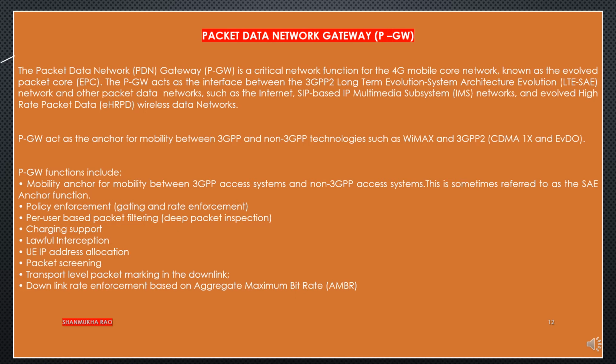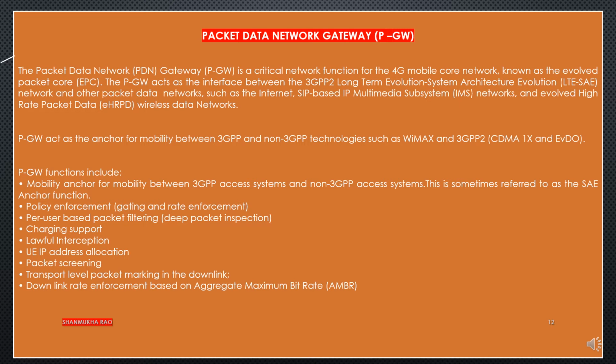data networks, such as the Internet, SIP-based IP Multimedia Subsystem, IMS, networks, and Evolved High-Rate Packet Data, EHRPD, wireless data networks. PGW acts as the anchor for mobility between 3GPP and non-3GPP technologies such as WiMAX and 3GPP2, CDMA1X and EVDO. PGW functions include: mobility anchor for mobility between 3GPP access systems and non-3GPP access systems. This is sometimes referred to as the SAE anchor function.